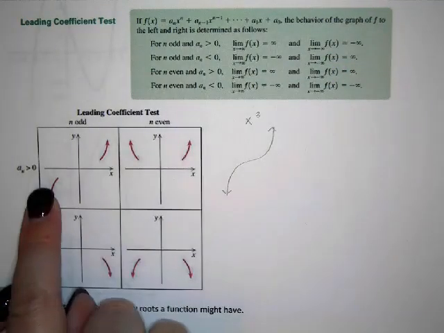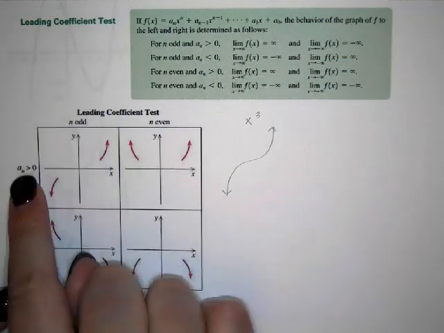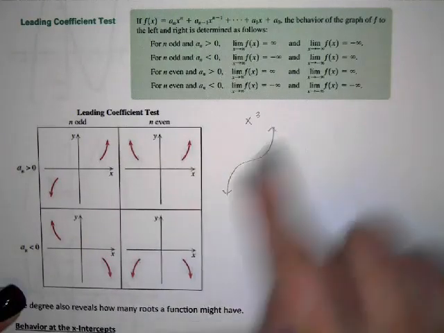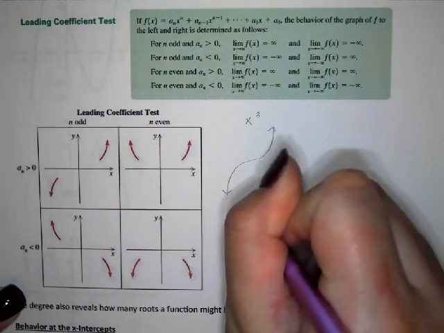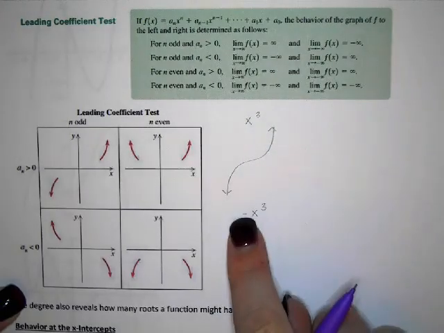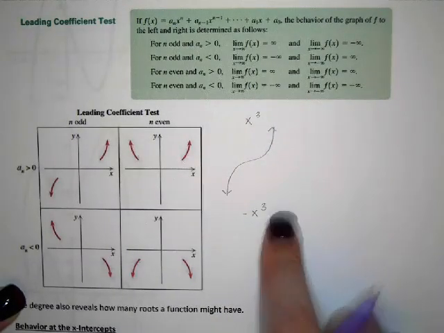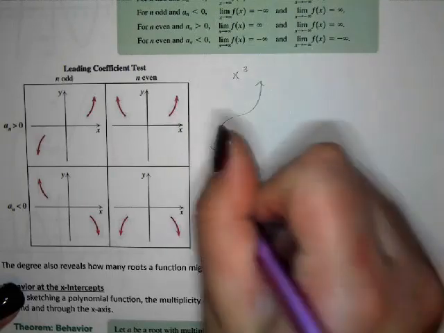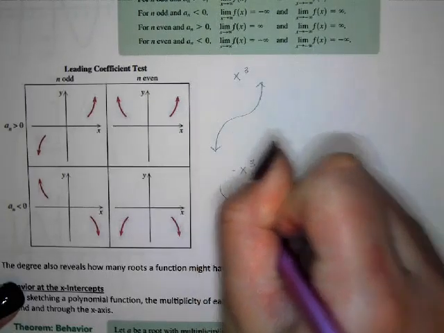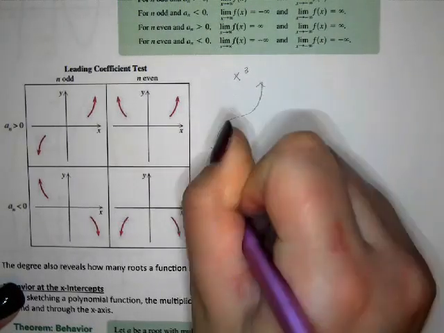And so we know that if the degree is odd and if the coefficient is positive, if it's greater than 0, then this is the way that the arrows go. If we have a negative x to the third, or a negative coefficient with an odd degree for the function, then it's going to look like this overall.